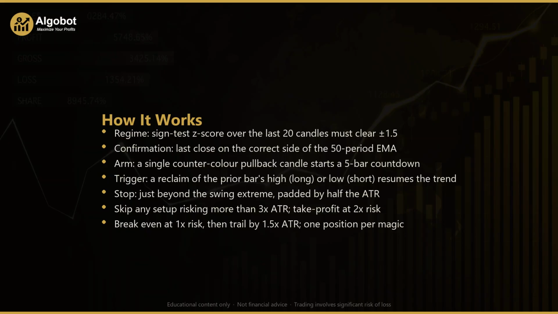Finally, the trade is actively managed. Once price moves 1 full risk multiple in favor, the stop is pulled to break even and then trailed by 1.5 times the average true range, and it is never loosened. Only one position is held at a time per magic number, so there is no pyramiding. Together, these rules aim to keep individual losses small and controlled.